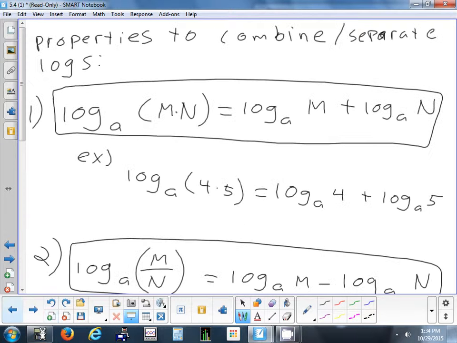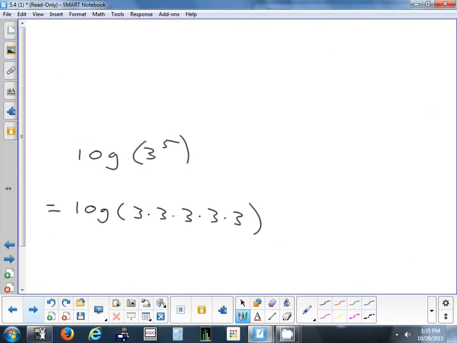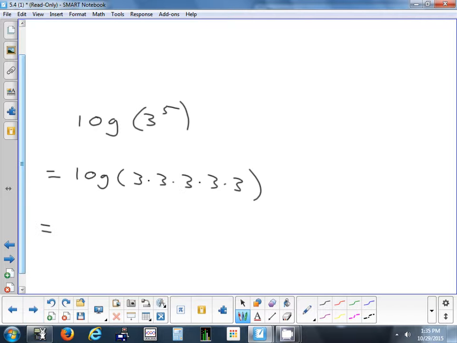Right, this is really rule 1. If you have a product, you can split the product as a sum. I only wrote it for m times n, but if you had L times m times n, then you could put log base a of L plus log base a of m plus log base a of n. You can split it up into as many as you want. So in this one, it's going to split into how many logs? 5, and they're all going to have what sign between them? Yeah, a bunch of pluses.